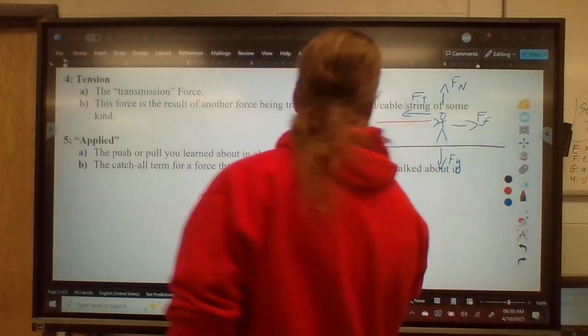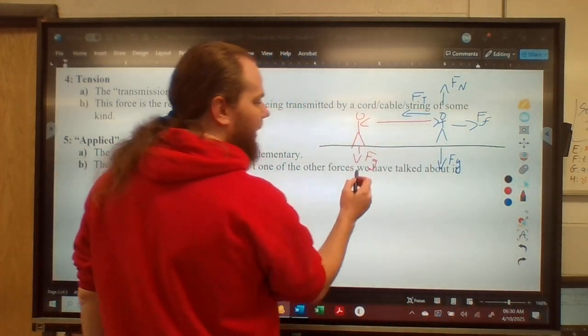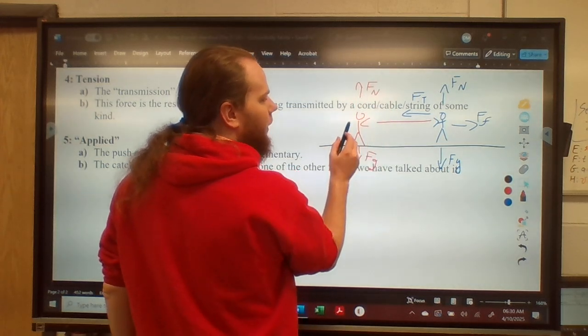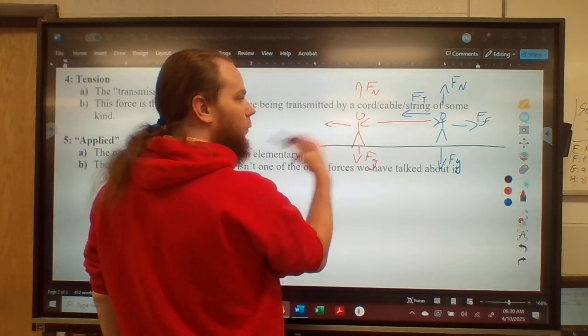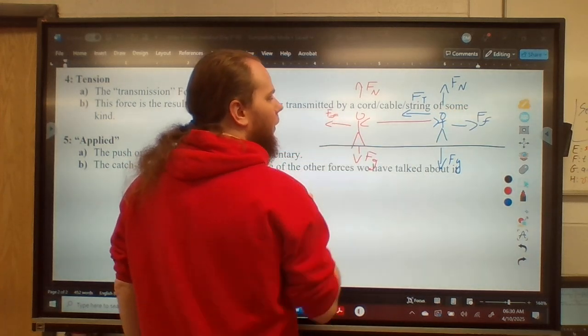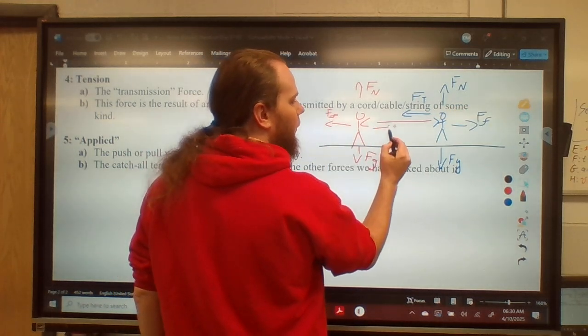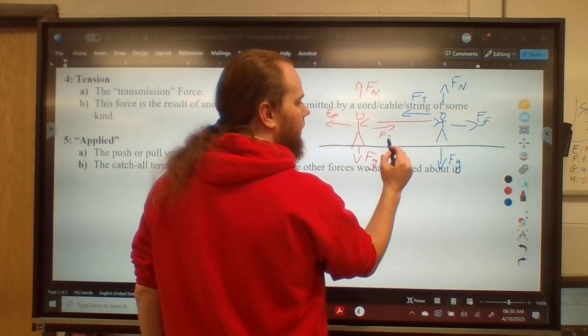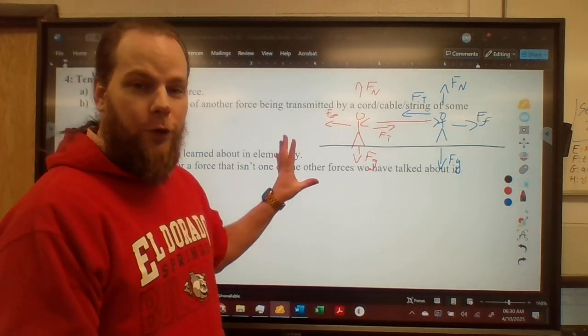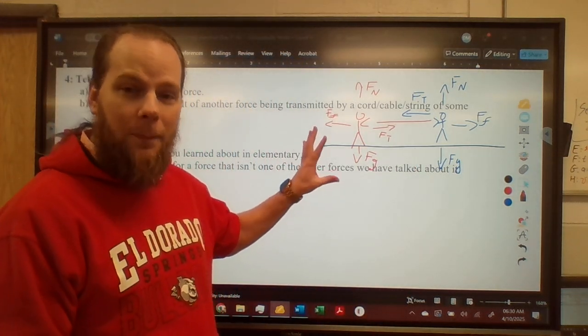Okay, so there would also be the same four forces here. We'd have a gravity force down, a normal force up, friction this way because he's trying to move in the other direction, and a tension force going this way. So you can see how these forces can get pretty complicated.